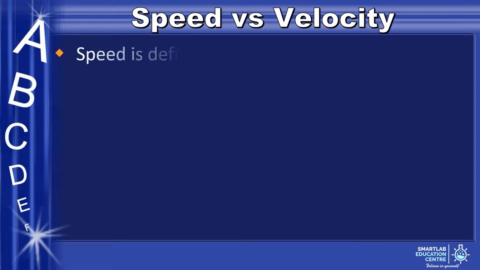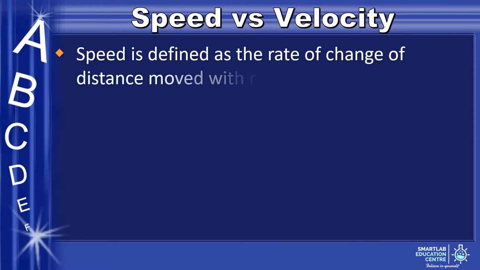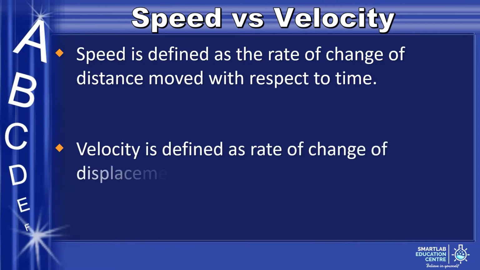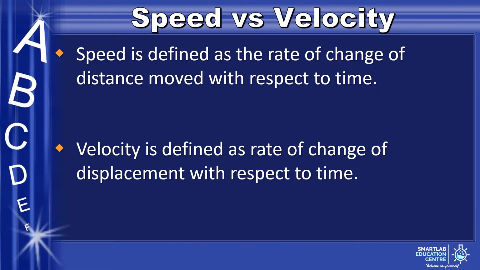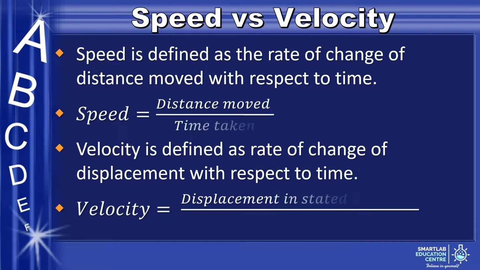Speed is defined as the rate of change of distance moved with respect to time, whereas velocity is the rate of change of displacement with respect to time. Hence velocity is dependent on direction while speed is not. Here are the equations for speed and velocity.